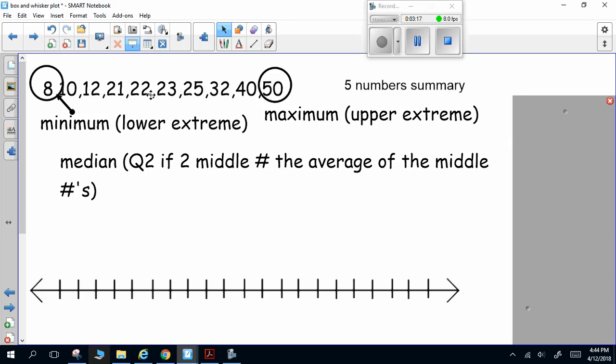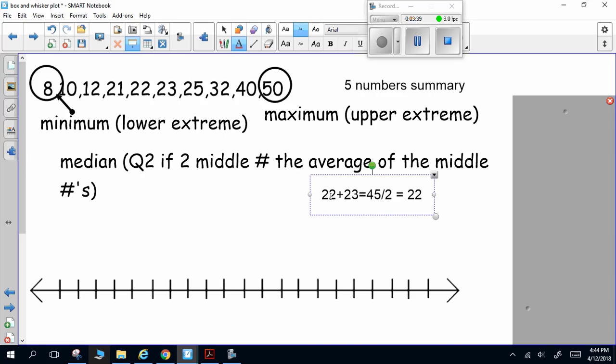So this is easy. I know that halfway between 22 and 23 is 22 and a half. If I didn't know that halfway between those 2 numbers was that number, I would find the average of those 2 numbers. So I would say 22 plus 23, that's 45. And 45, of course, divided by 2 is 22 and a half. So 22 and a half is my median.